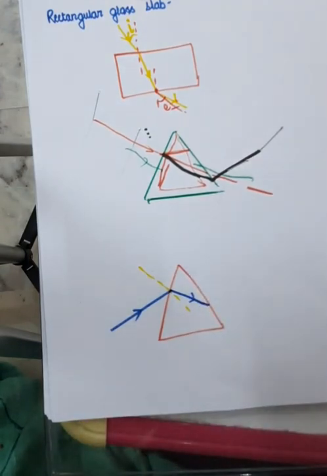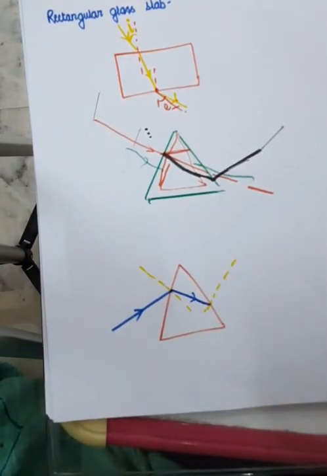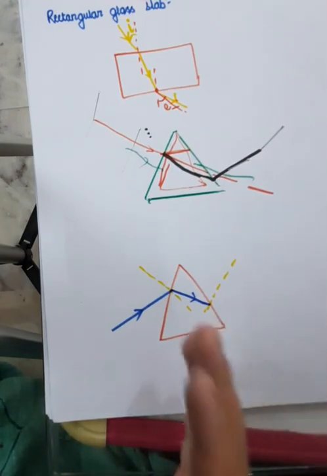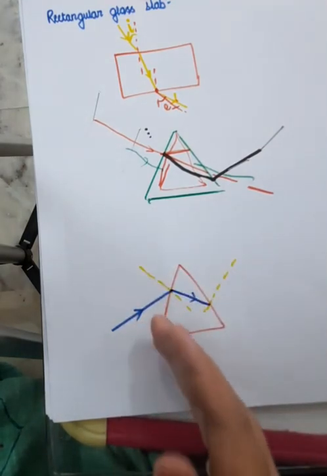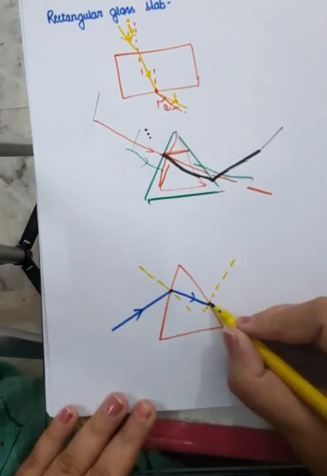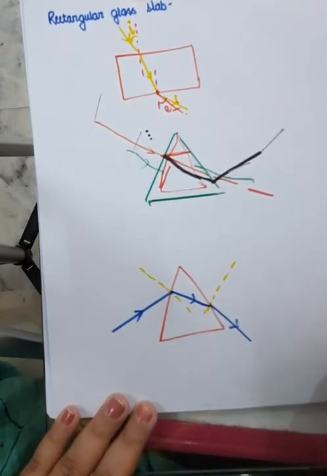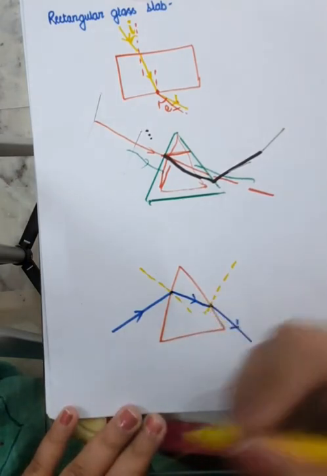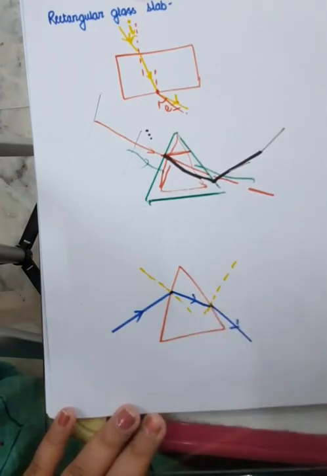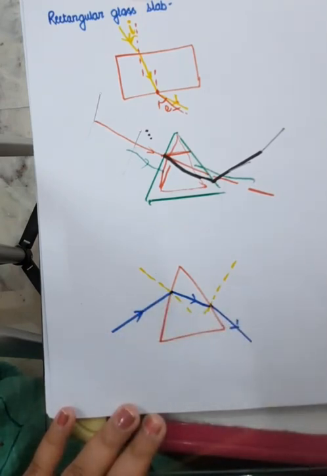Now when it is again incident on this face, and of course you can draw a normal to this face also, but now it will be coming out from denser to rarer medium. And how can we go about it? It will be away from the normal, like this. So it's a kind of two refractions taking place. So this is the explanation for the refraction through a prism.